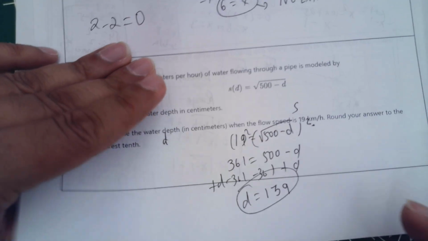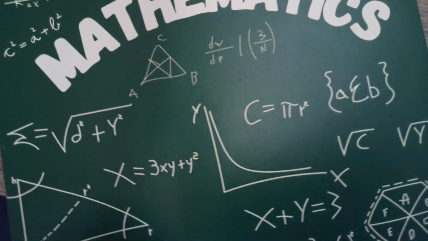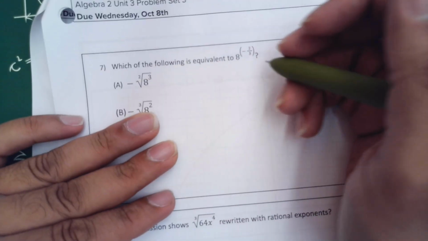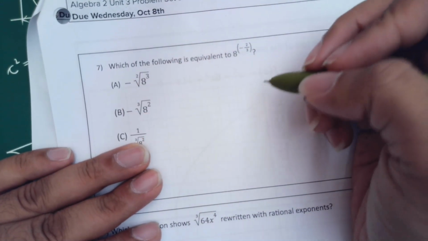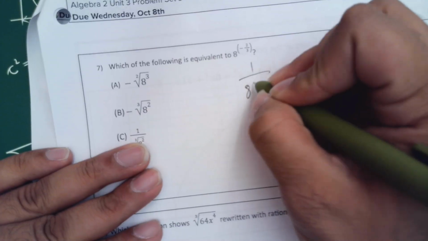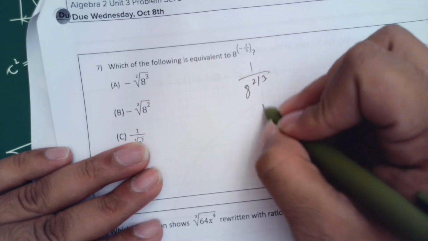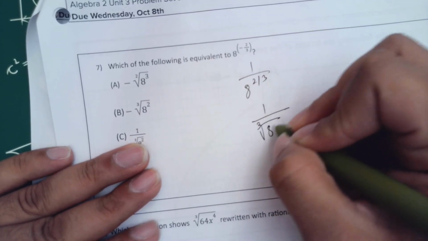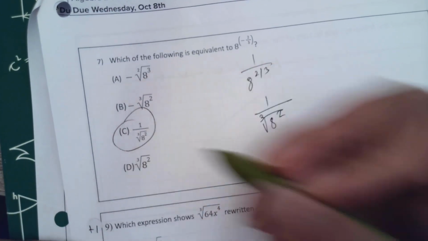Looking at the next one, let's say you're done. Question number 7. Which of the following expressions is equivalent to 8 to the negative 2/3? I see a negative. First thing is making it a fraction. You get 1 over 8 to the power of 2/3. Now the denominator becomes the radical. You get 8 squared. There's only one. That's C.